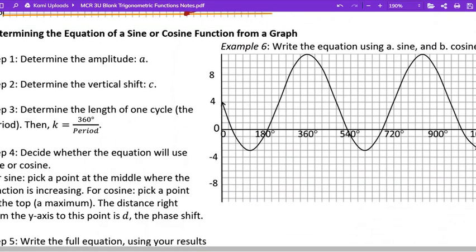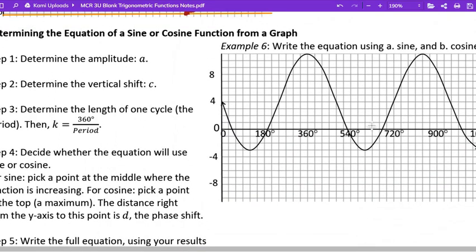All right, so we arrive at the last question of this lesson, and that is how to determine the equation given a curve, given a graph. Okay? Now, if you look at this graph, folks, tell me, is it a sine curve or a cosine curve?